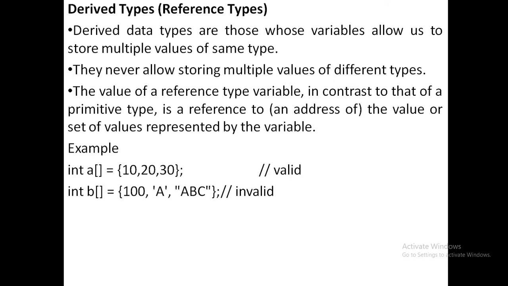So in the case of a derived data type like an array, it can store multiple values, but these values must belong to the same data type which is used for declaring the array. In this example 1, an array A is declared as an integer data type and it is storing integer values. This is a valid representation. Whereas in the second example, we have declared an array B as integer, but the values that are stored are int as well as char and string values, which is not valid.